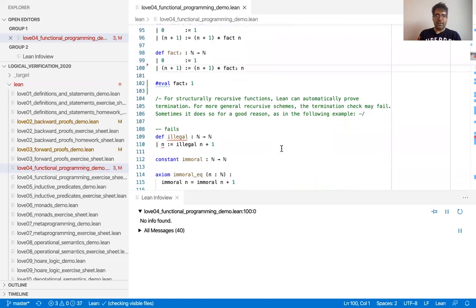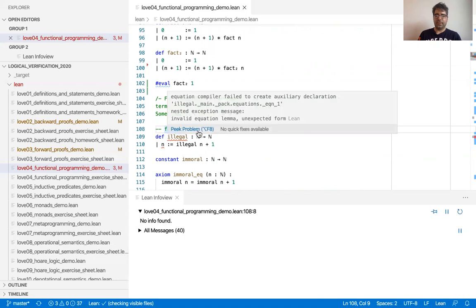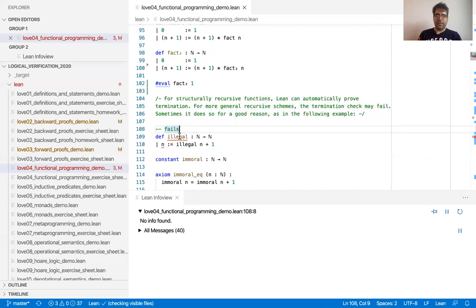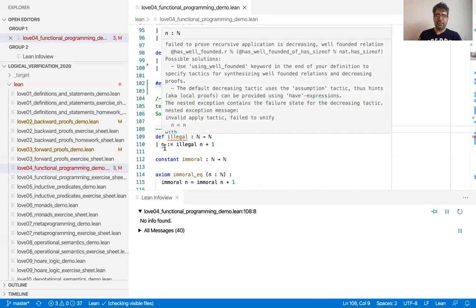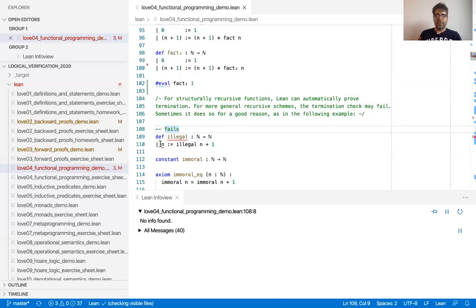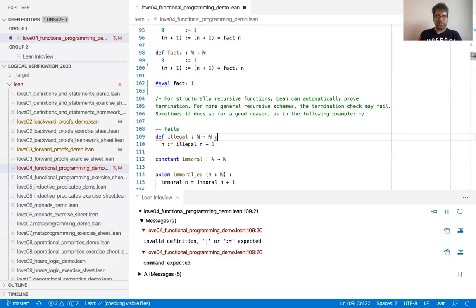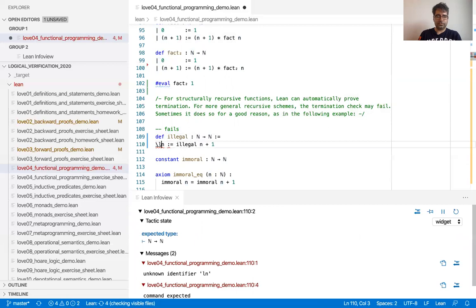All right. And now we're going to see something about termination. Lean doesn't accept functions if it cannot determine that they terminate. So here's an example that it doesn't like. You have the illegal function that takes n. It's by pattern matching here. I could also write it with a lambda.